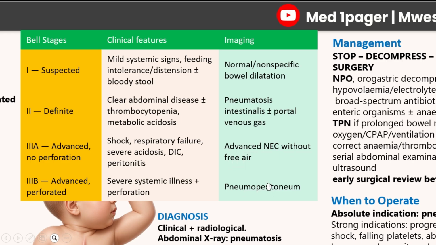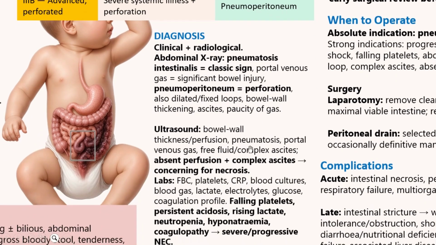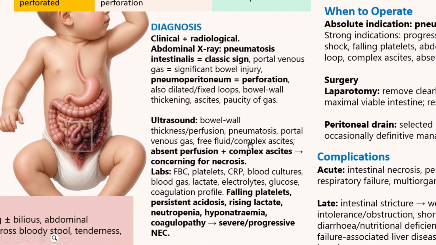Then the moment you start seeing free air, or what we call the pneumoperitoneum, or what we call the Rigler sign, where you see air below the diaphragm on the side of the liver, that is on the right side of the baby, then you are going to know that you are in stage 3B, which is the advanced or the perforated stage. And here we're going to have severe systemic illness as well as perforation. So the diagnosis, we're going to have the clinical and the radiological.